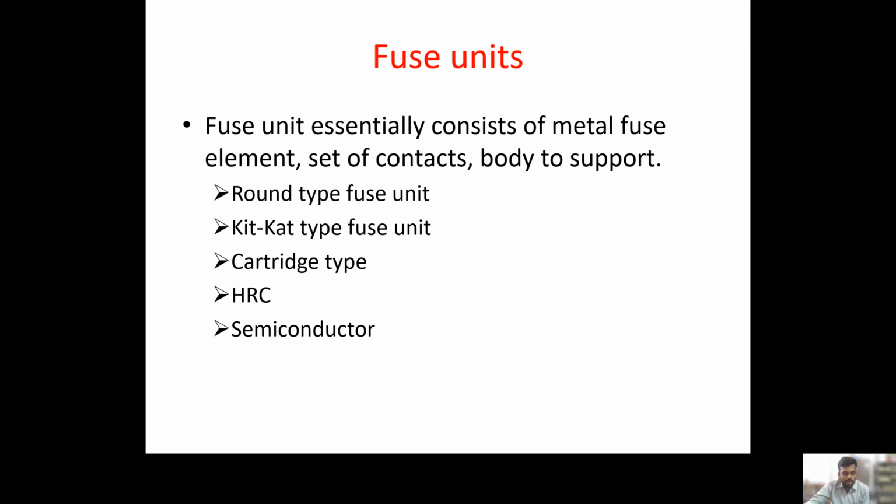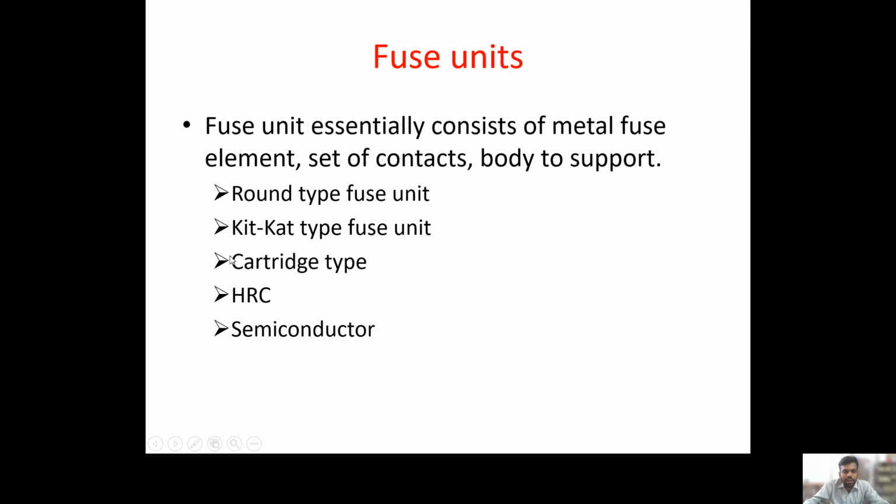It consists of a porcelain base carrying the fixed contacts to which the incoming and outgoing phase lines are connected, and the porcelain fuse carrier, the unit that we hold in our hand, holding the fuse element, which consists of one or more strands of fuse wires. These kinds of fuse units you can observe in the distribution boxes at your homes, and these are called KitKat type fuses.